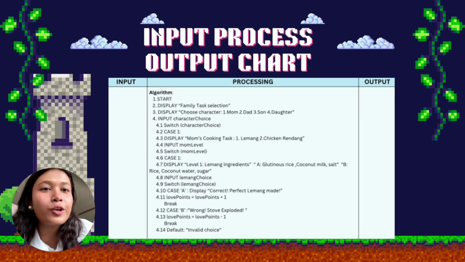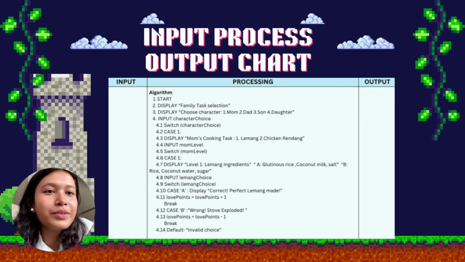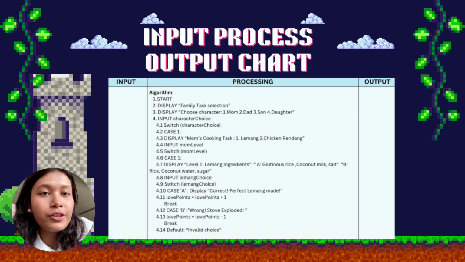Okay, so now we'll be talking about the algorithm. First we start, and then we display the family task selection, and then the users can choose 4 characters, which is the mom, the dad, the son, and the daughter. And then the users will input the character choice. For this IPO chart, for the algorithm, we will also be only displaying the mom case.